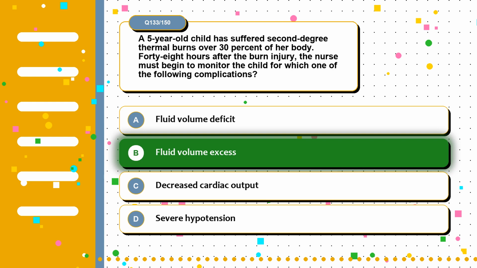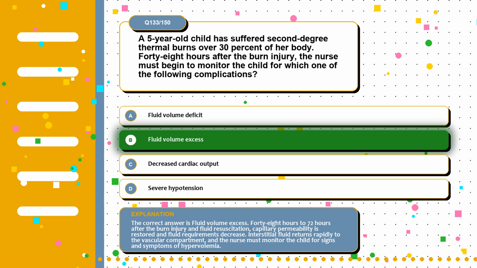The correct answer is option B, fluid volume excess. 48 to 72 hours after the burn injury and fluid resuscitation, capillary permeability is restored and fluid requirements decrease. Interstitial fluid returns rapidly to the vascular compartment, and the nurse must monitor the child for signs and symptoms of hypervolemia.